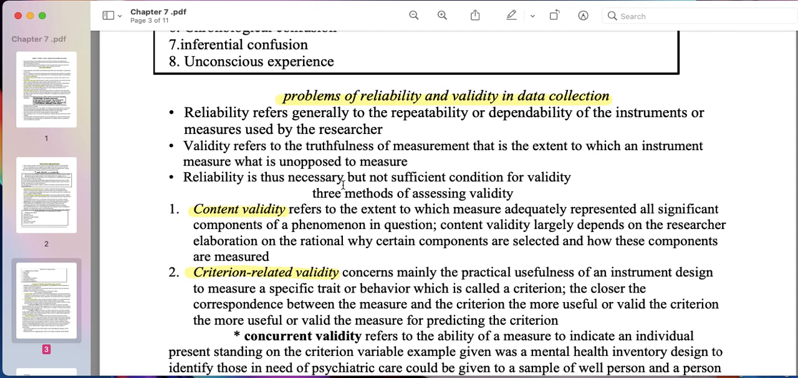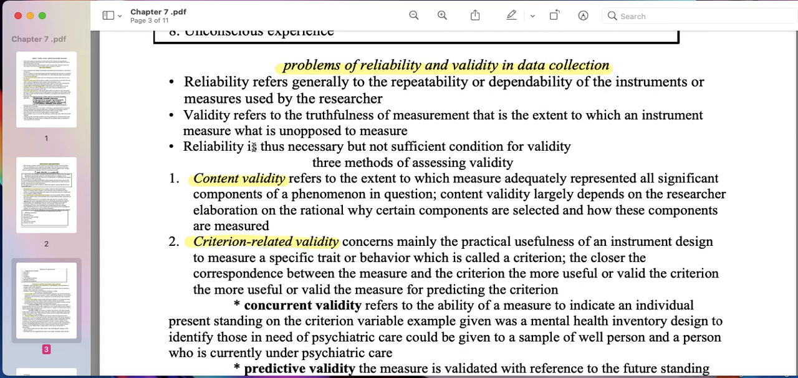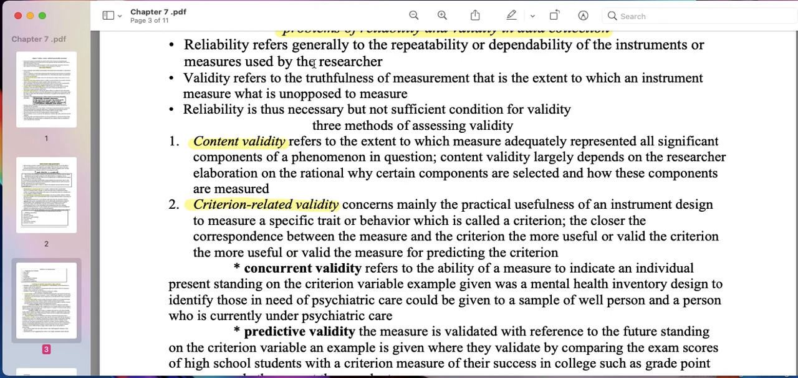Then we moved on to problems of reliability and validity in data collection. Reliability refers to the repeatability or dependability of the instrument to be measured by the user. Validity refers to the truthfulness of the measure, that is, the extent to which an instrument measures what it's supposed to measure. We then talked about how reliability is necessary but not sufficient for validity.